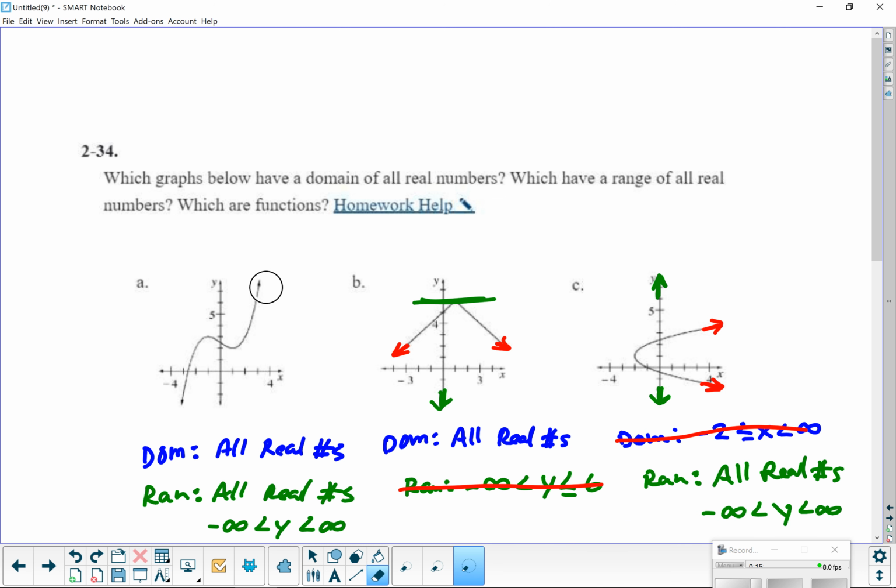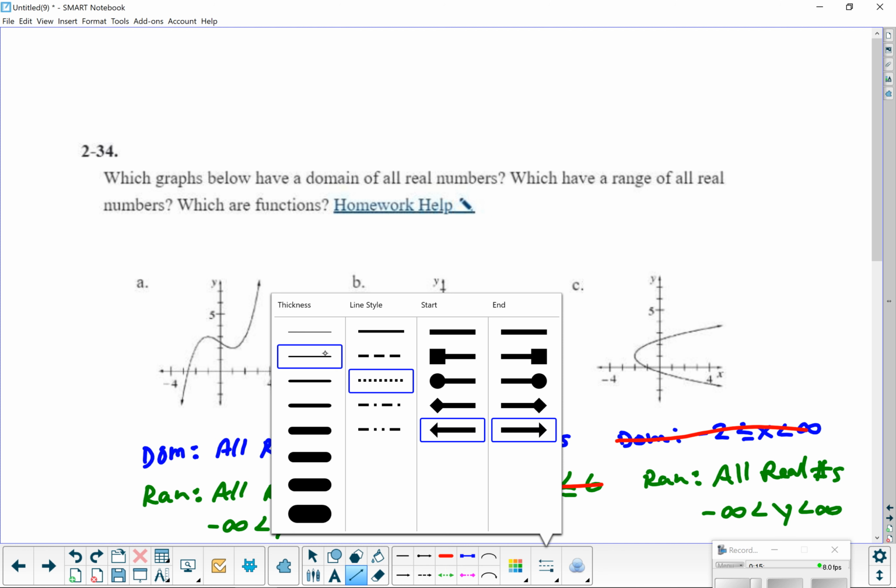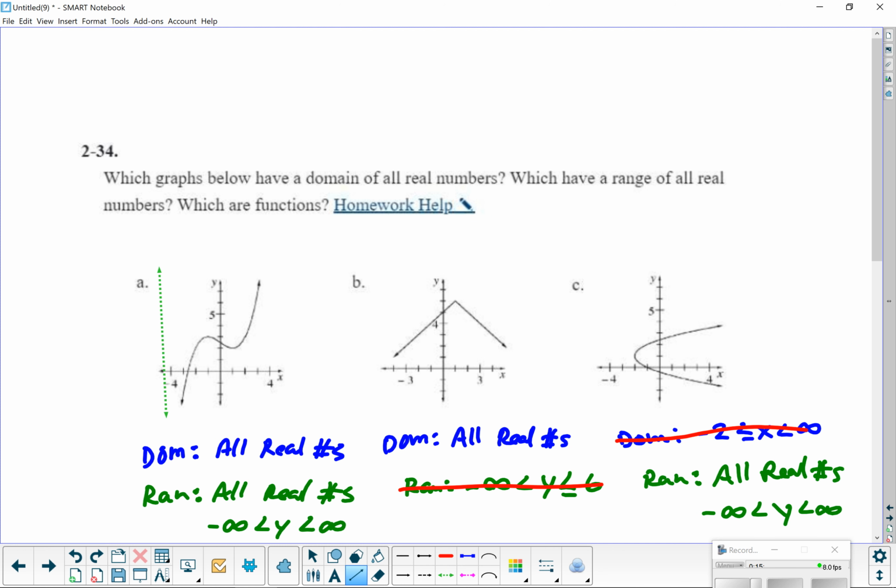So each one has its own domain with all real numbers. The first one has both domain and range all real numbers. The second, letter B, only has a domain of all real numbers, and C has only the range of all real numbers. Okay. Which ones are functions? Well, you have to do a vertical line test to see which one actually is a function.